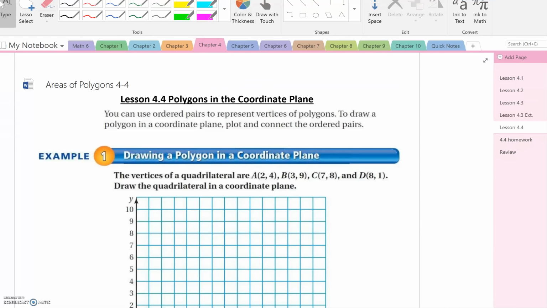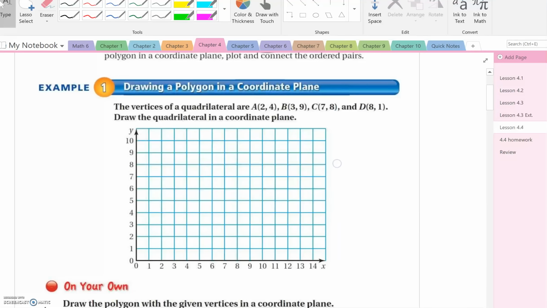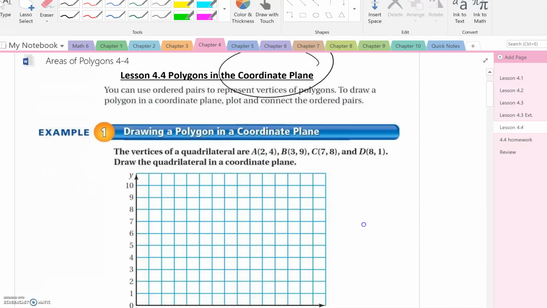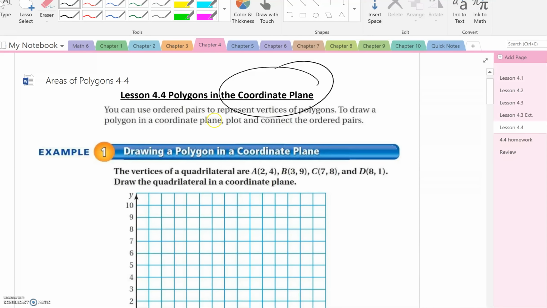Alright guys, so we're going to find area of polygons, but this time they are going to be in a coordinate plane. So our coordinate planes here are our grids. We're hopefully used to seeing something like this before, okay? The biggest thing is that we need to remember some of our key words, such as ordered pairs. So ordered pairs are going to be the x comma y of our point, okay?